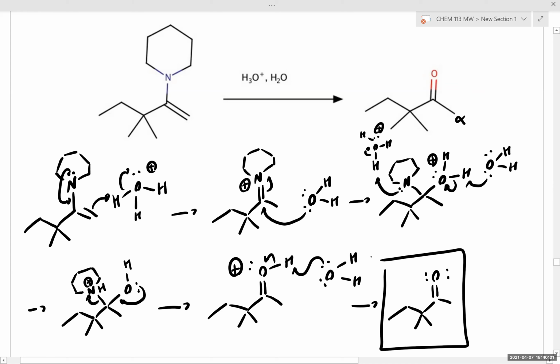Does this mechanism make sense? Any questions on this example?